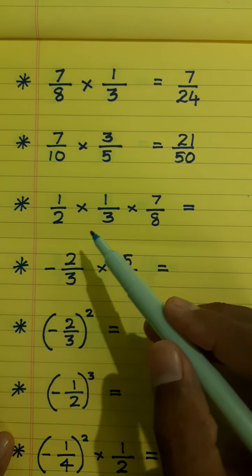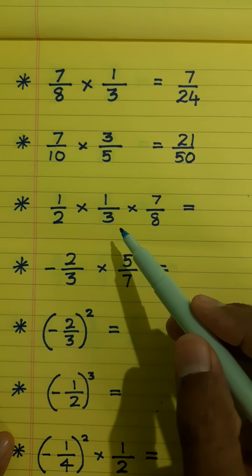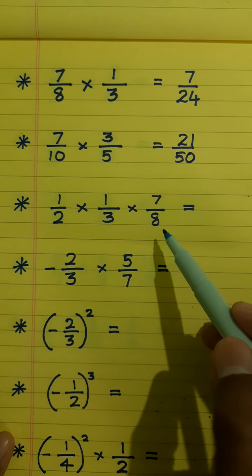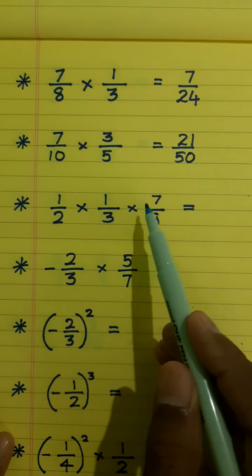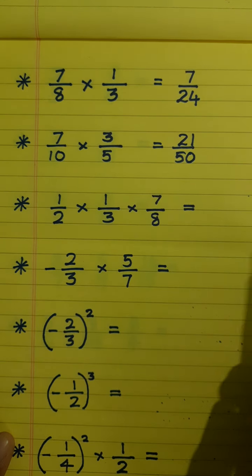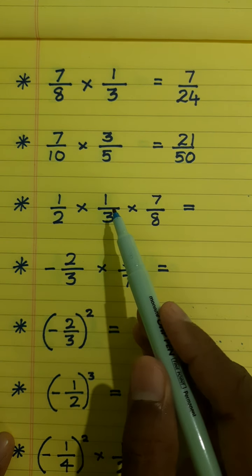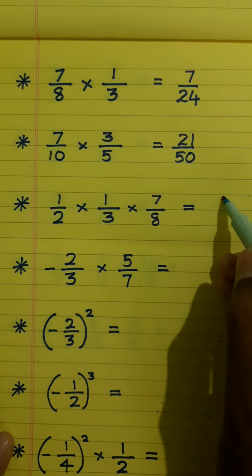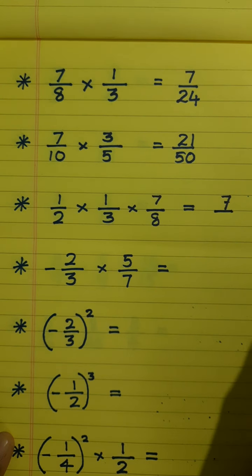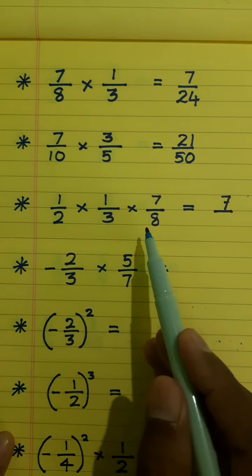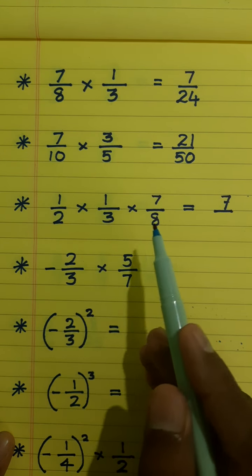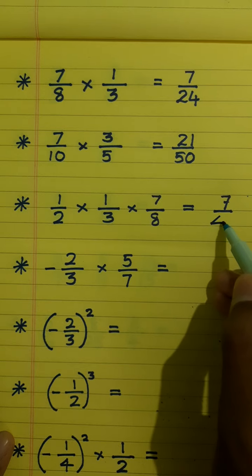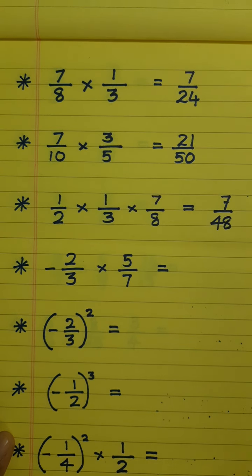Then children, sometimes you are given more than two numbers. 1 over 2 multiplied by 1 over 3 multiplied by 7 over 8. However, you have to multiply all the numerators together and get the answer. 1 into 1 into 7 equals 7. Then multiply all the denominators together. 2 into 3, 6. 6 into 8, 48. So the answer is 7 over 48.